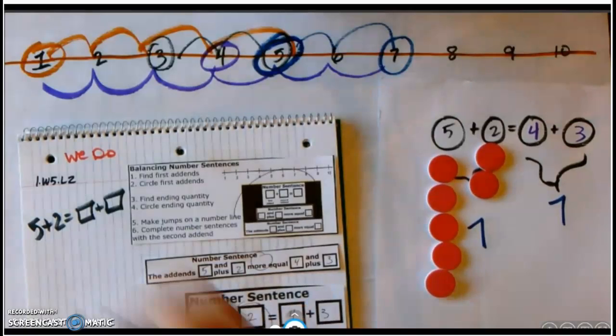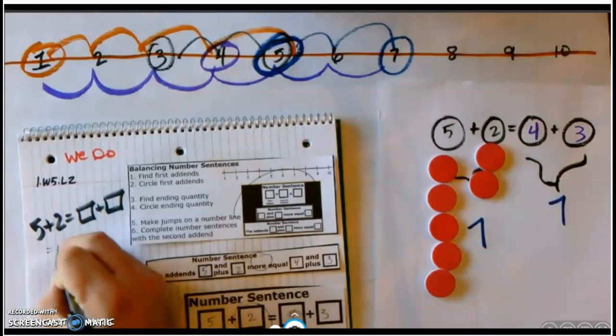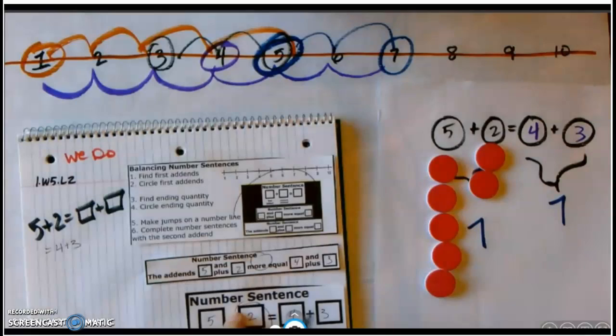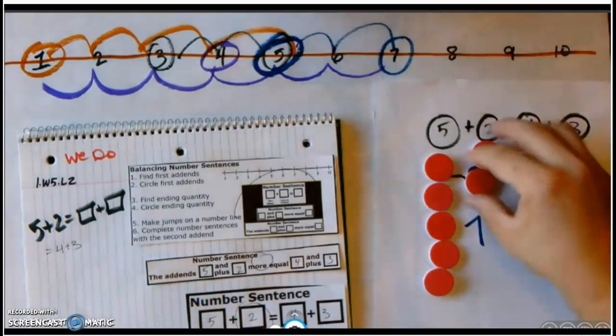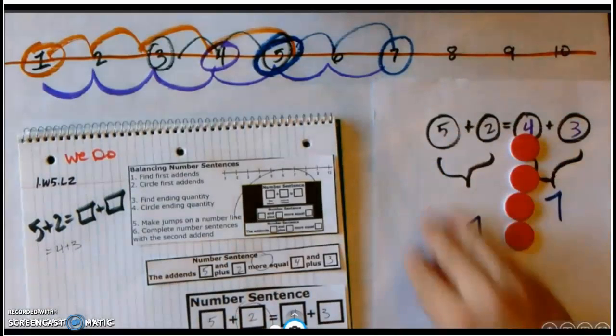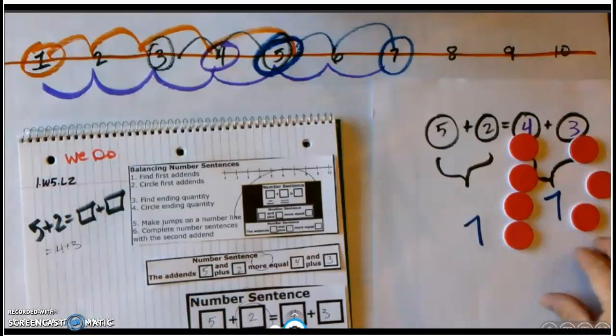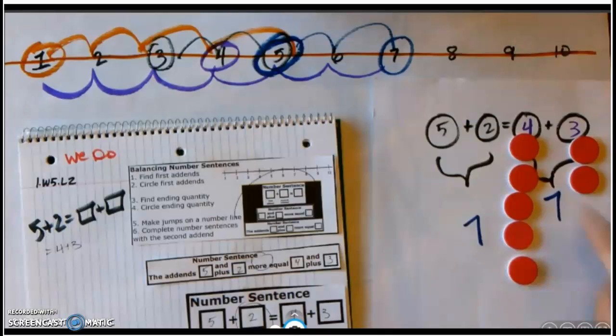Now that's just one answer. So let me go ahead and say that this equals 4 plus 3. Because there are many answers we could have. 1, 2, 3, 4, 1, 2, 3. Another combination I could have would be 5 plus 2. Or 6 plus 1. Or even 7 plus nothing.